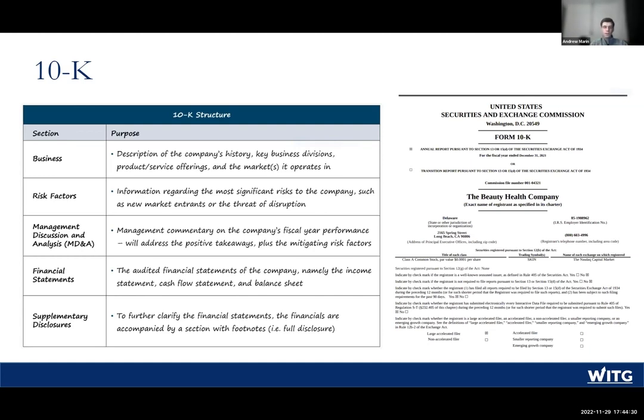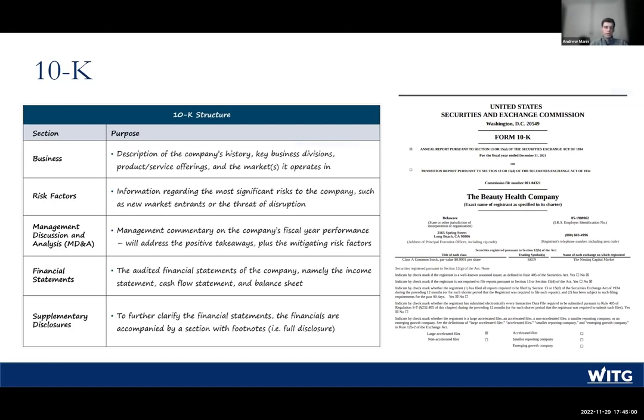Then the bulk of the 10K is going to be the financial statements. This will include the audited financial statements of the company. You'll have the 3 main statements: the income statement, the cash flow statement, and the balance sheet. But then you'll also have a lot of other supplemental financial statements and various other information about the company. A lot of it won't necessarily be very applicable because there's a lot of really niche specific information that isn't too necessary to get into.